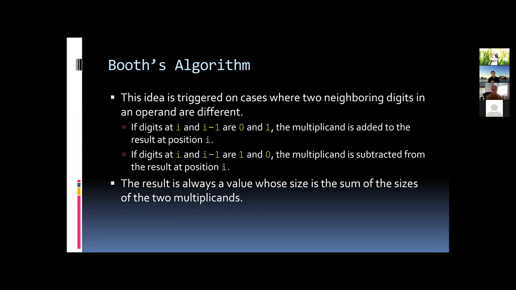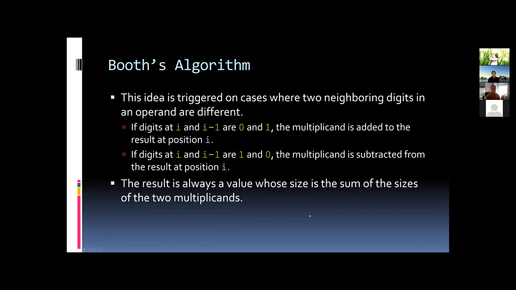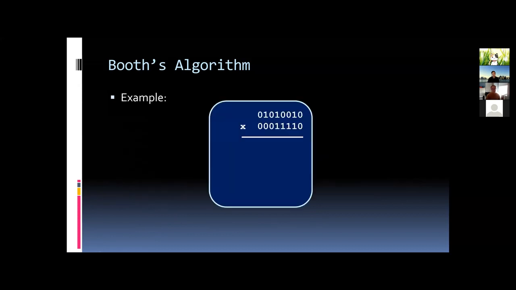And minus x is really similar to what we showed in the previous slides. It's like this type of notation, right? So instead of doing this, it's going to do this, and that's why it's going to subtract, okay? The result is always a value whose size is the sum of the sizes of the two multiplicands.